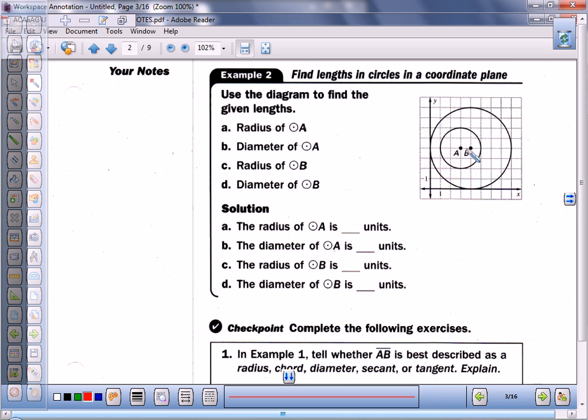Okay, now this is somewhat of a review. The radius of A would be 2 units. Therefore, the diameter would be 4. The radius of B is 4 units. So the diameter would be 8.